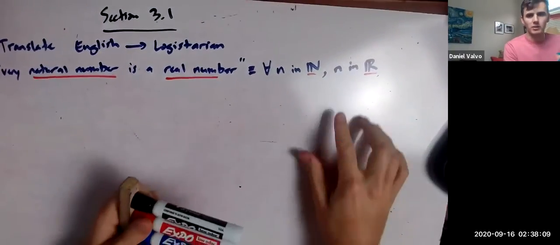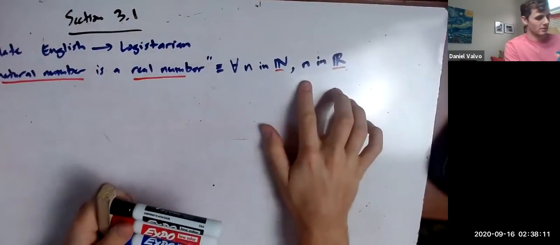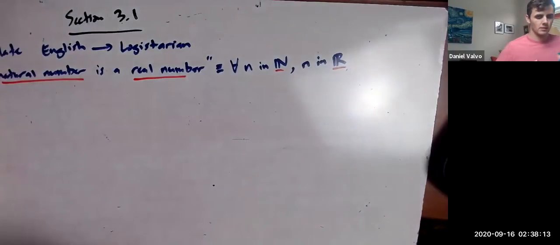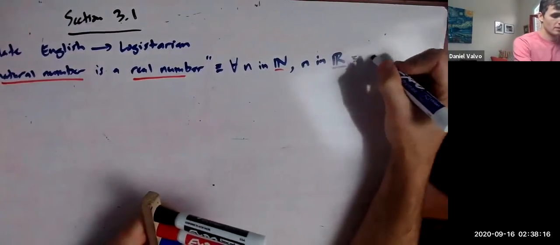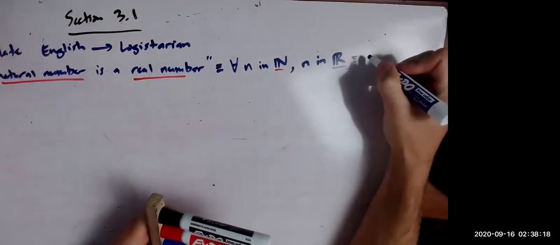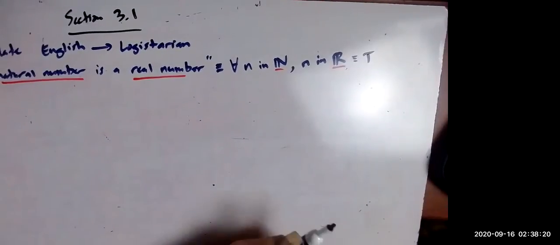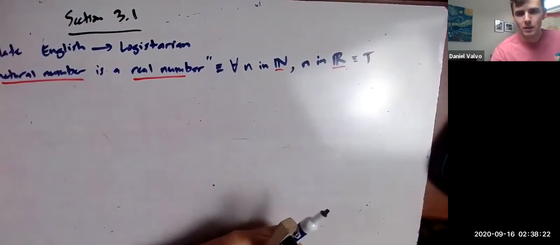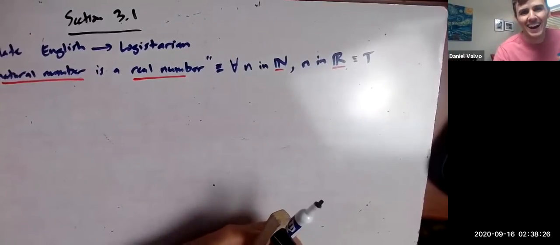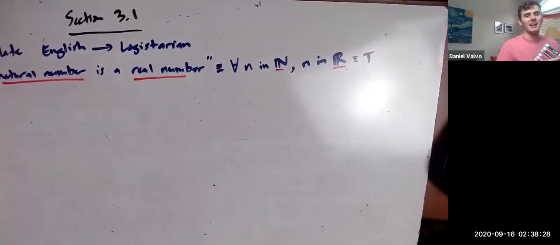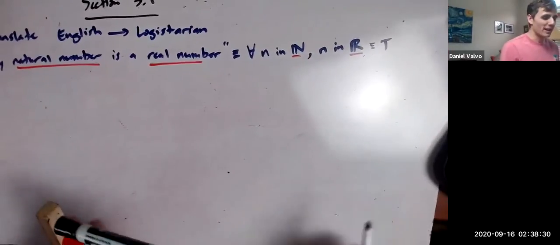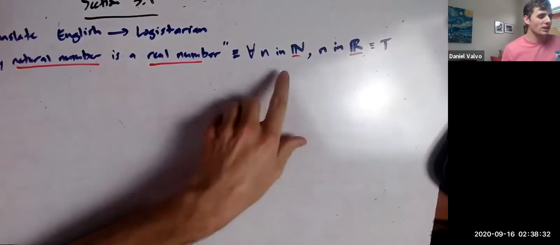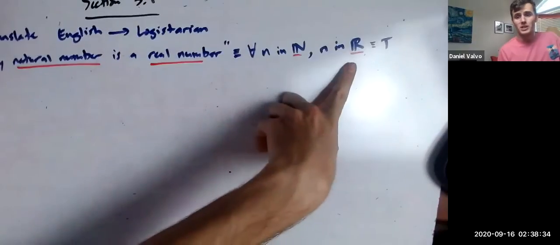And by the way, is this true? Yes. Yeah. Because the chat's blowing up. That's been answering all my questions. Thank you. Yeah. Thanks, Benet. You got it totally right. So for all n in the natural numbers, n is in the real numbers, which is true.